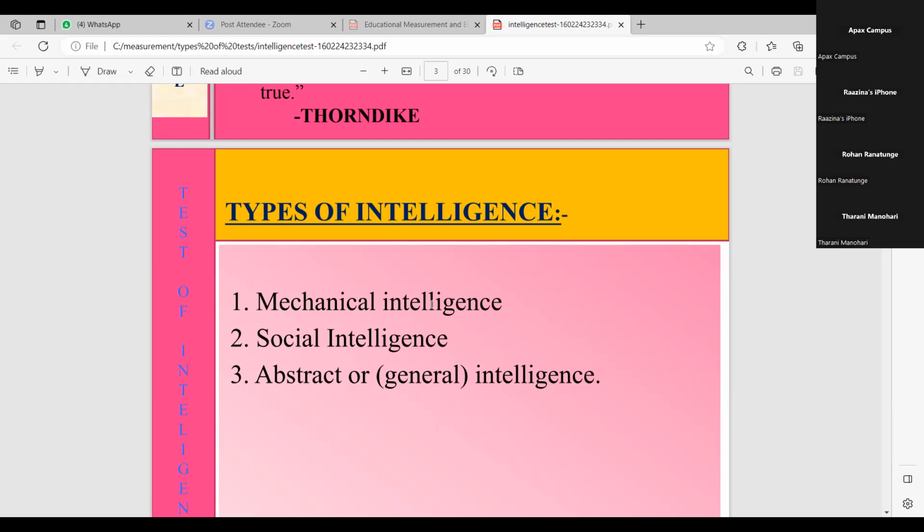So an architect has abstract intelligence, right? The mason has the mechanical intelligence, right? So you can design a new design of frock. That designer is abstract. The tailor is mechanical. The tailor has the mechanical. That's the difference.